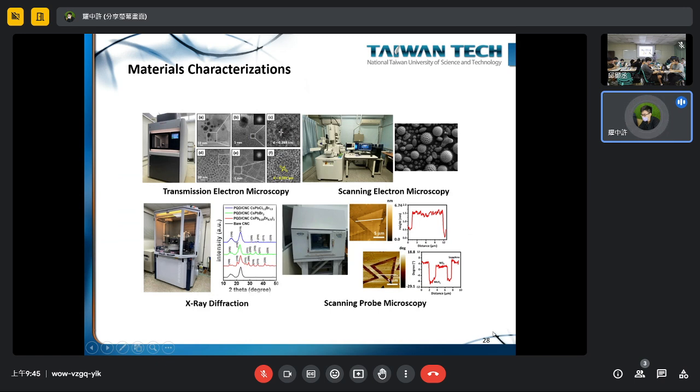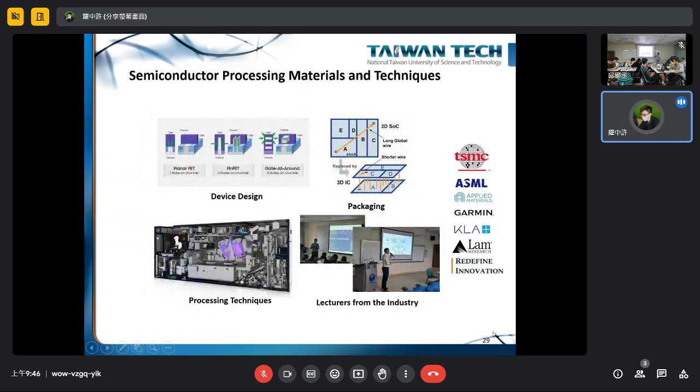And why can only electrons achieve this? Because if you use an optical microscope, the wavelength is very long. Once you go to the nanometer scale, it's beyond the diffraction limit. You cannot see anything. But for EUV, we use very short wavelength light to do the focus. But there are some challenges.